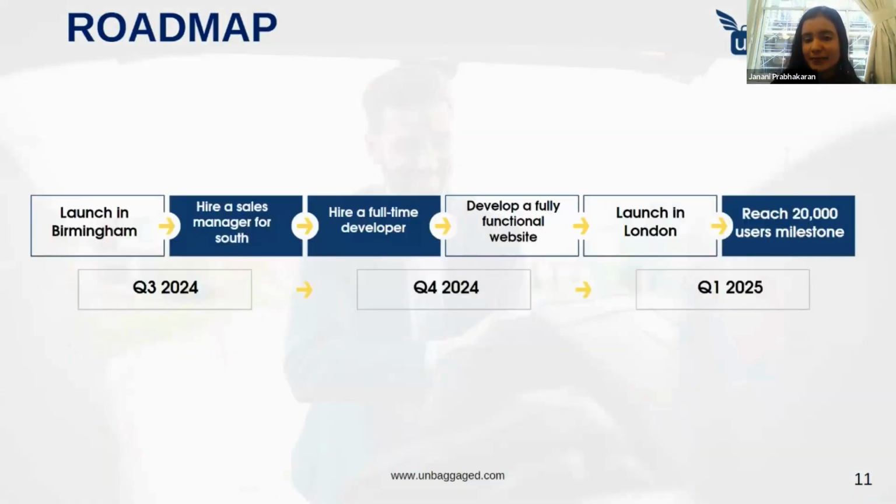Next slide, please. So that's pretty much a roadmap of how we will be using our funds: launching into Birmingham and Manchester, expanding our team, and working on our product and service development, that is going from an MVP to a fully functional website, and hitting our milestone of receiving 20,000 users by the end of it. Any help in this funding round or any feedback from this session would be really helpful, and it would take the baggage off my shoulders.